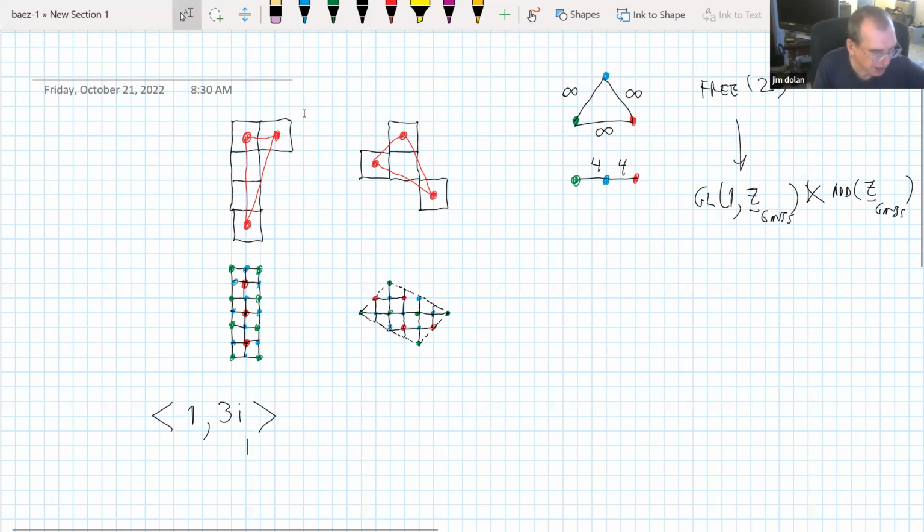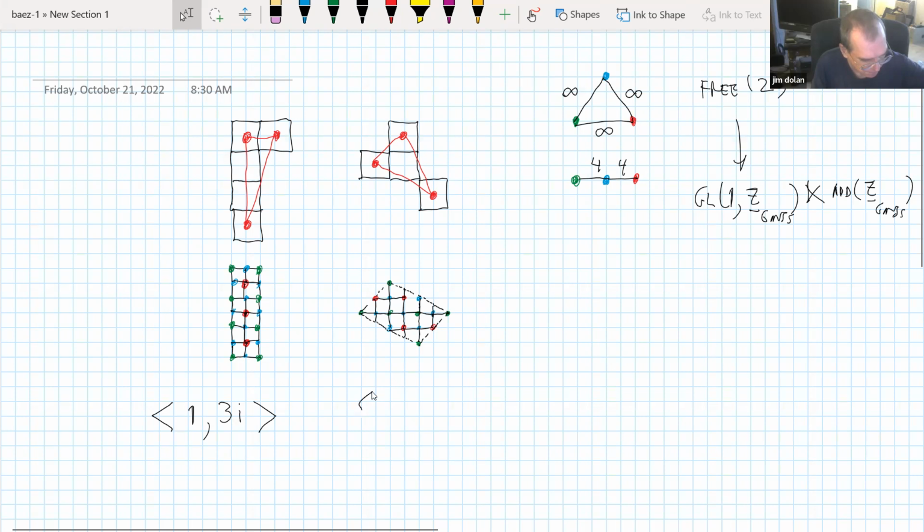Now, somehow, as usual, when I was drawing the pictures, I got things upside down or backwards. It looks like I drew the generators as 1 and -3i, according to traditional conventions, but I wasn't really trying to get it screwed up like that. But yeah, go ahead. No, that's fine.